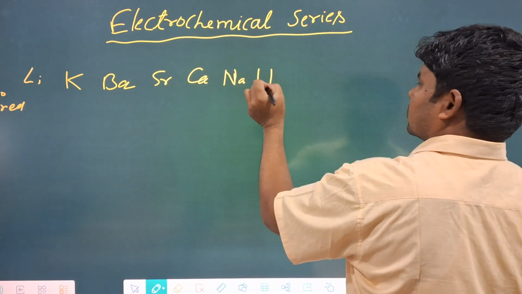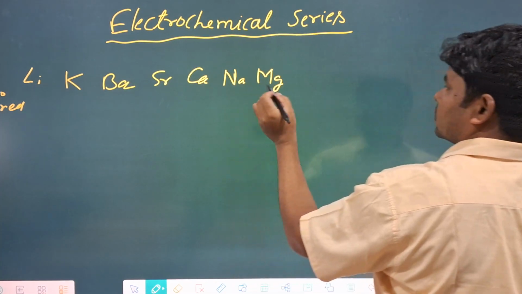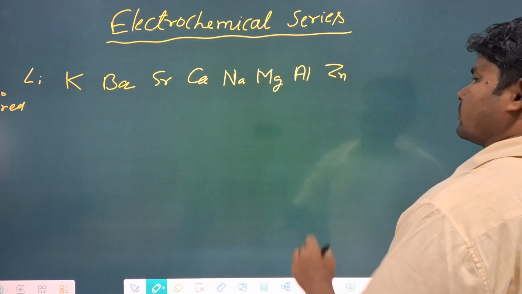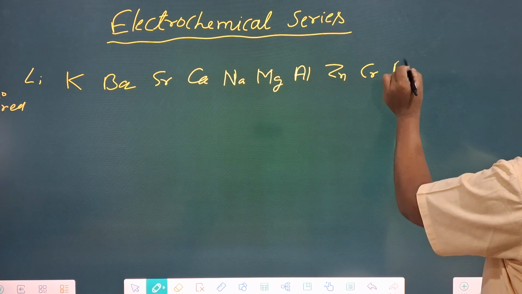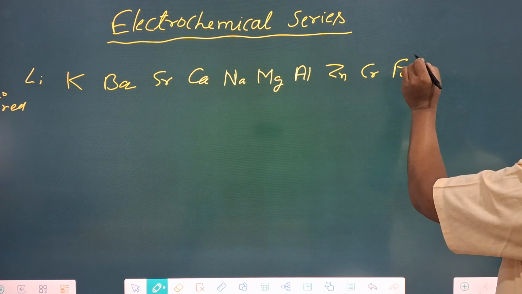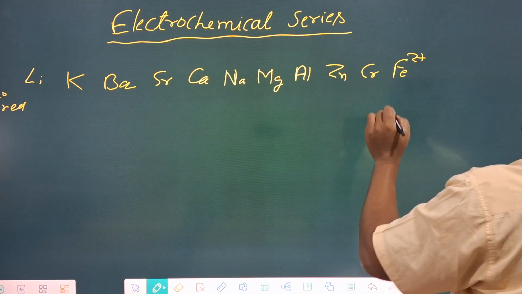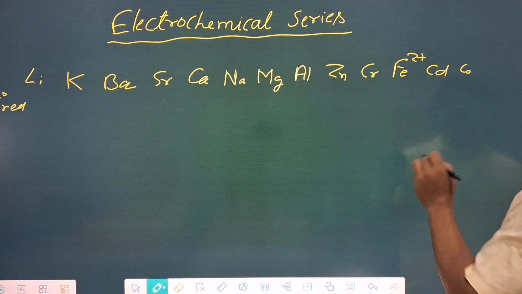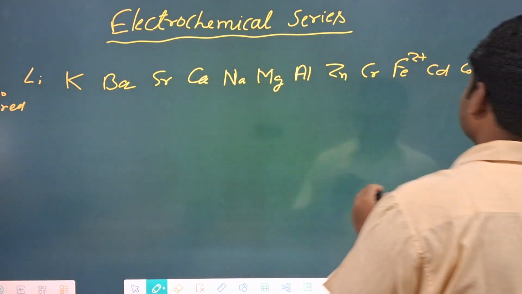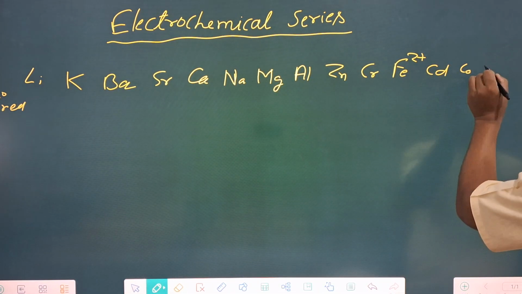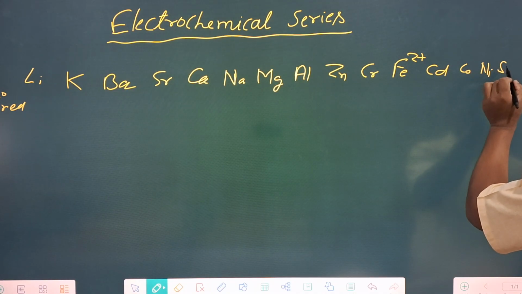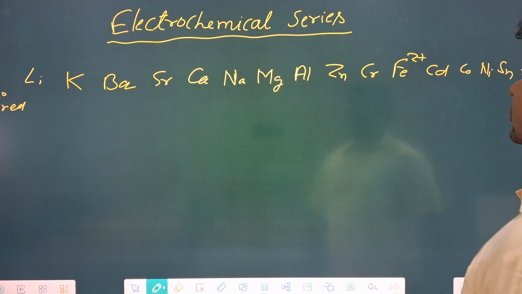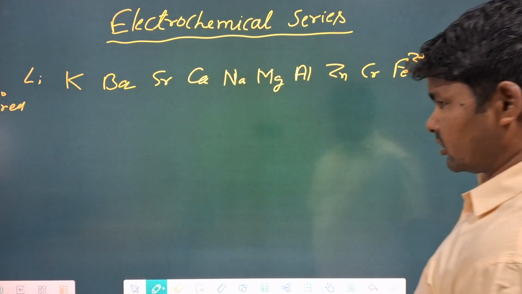sodium, magnesium, aluminium, zinc, chromium, iron in ferrous form, cadmium, cobalt, nickel, tin and Pb. These metals have negative value of standard reduction potential.